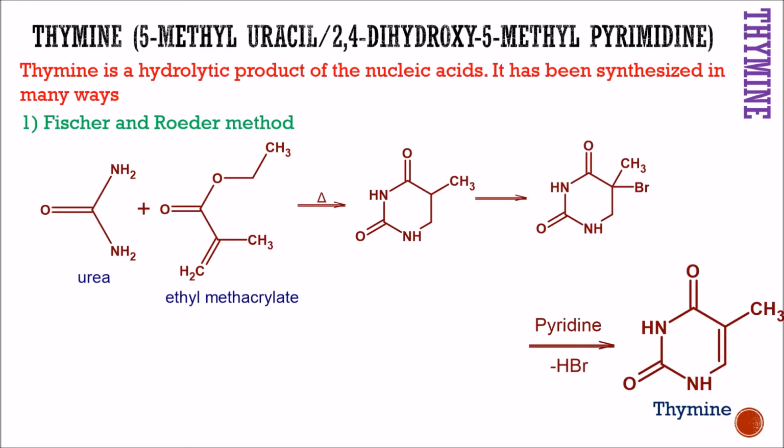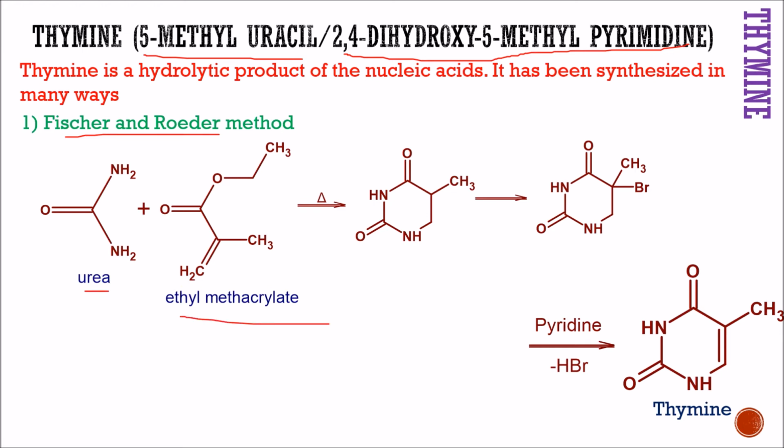Now let us start with the synthesis of thymine. Thymine is 5-methyl-uracil or 2,4-dihydroxy-5-methylpyrimidine. Thymine is a hydrolytic product of nucleic acid. It has been synthesized in many ways. First method is given by Fischer and Roeder. Here they have used again urea and ethyl methacrylate.